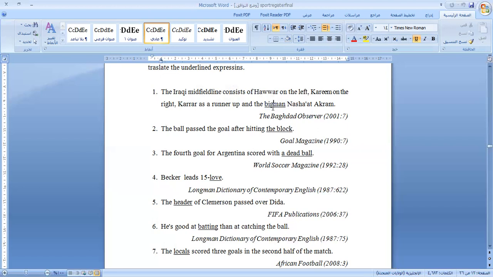طيب ممكن ترجمة تانية، أنا أحكي عنه دفاع متقدم، أو خط الوسط المتأخر، وبالتالي هنا ممكن أنا أعطي معنى، give a paraphrase, and we can paraphrase the intended meaning, and in this way we have different possibilities of rendition.